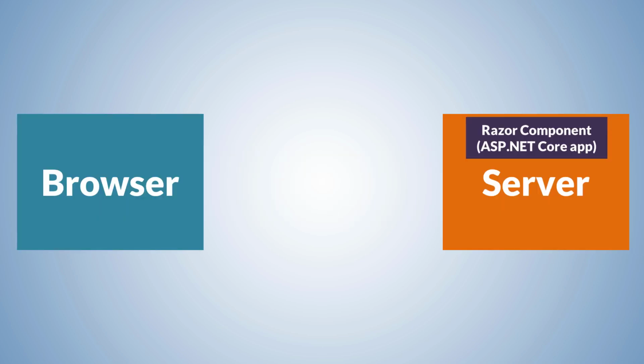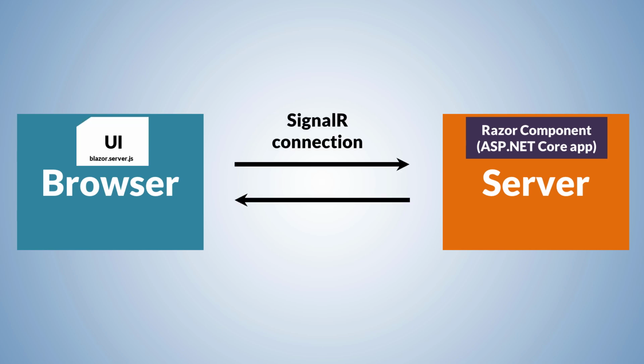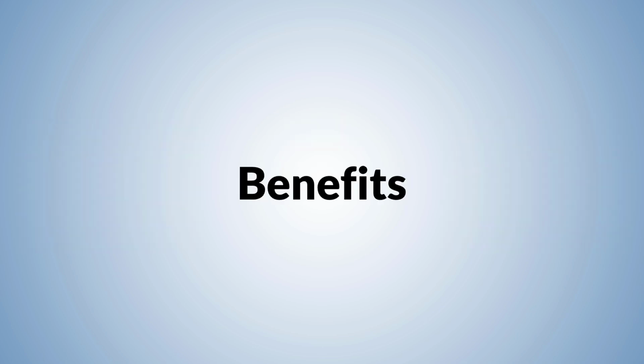On the client, a Blazor script called blazor.server.js establishes a SignalR connection with the server, and any UI updates, event handling, and JavaScript interop calls are handled over this SignalR connection. Blazor server has the following benefits.